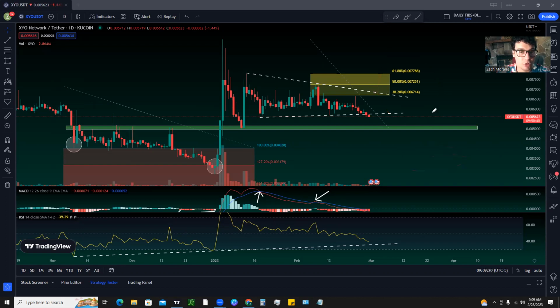So the reason we look at these three levels is because these are the three most common and well-respected retracement levels. These are the 61.8, the 50%, and the 38.2% levels.